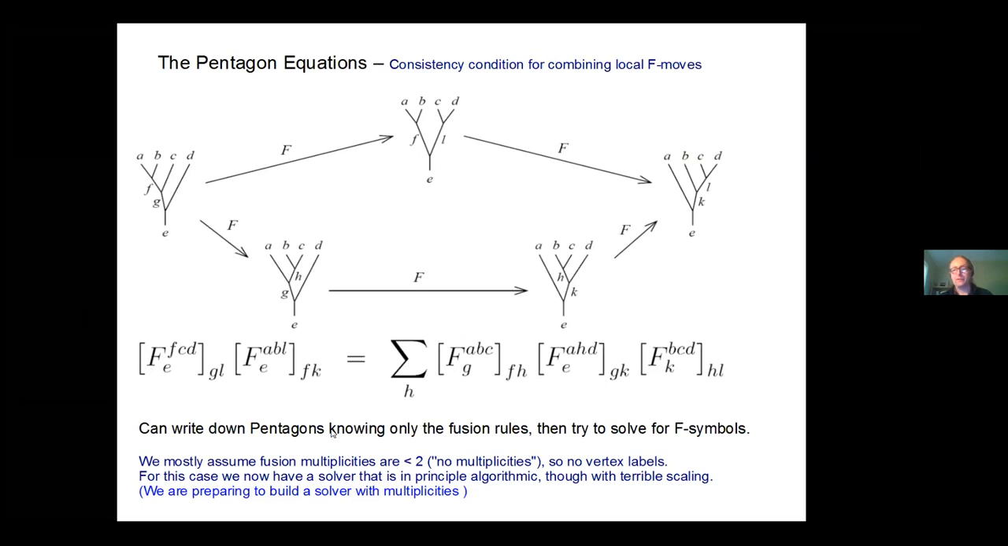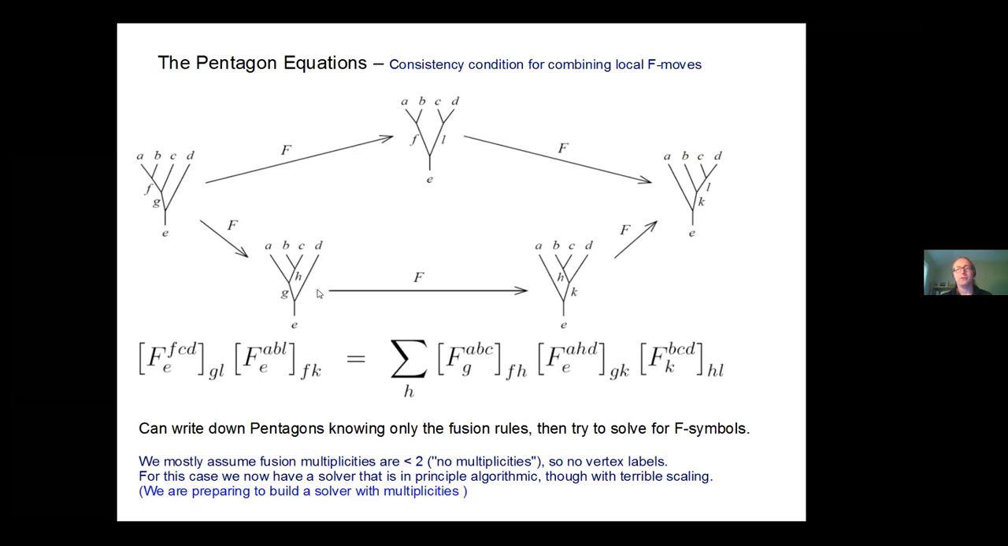And now the interesting thing, of course, is that these pentagon equations are actually quite restrictive. There are far more equations than there are variables for a start. And so you could try and solve these directly just to find the possible structure constants. And if you know the F symbols completely, then you know the whole category, because it's just the data that determines the category if you choose a basis.